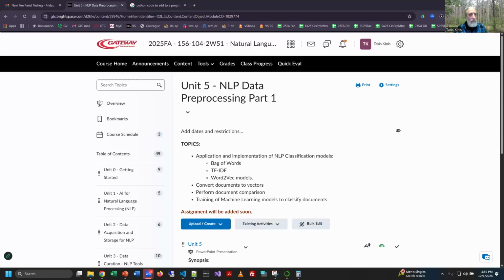Welcome, everybody. Tonight we're going to be focusing on Unit 5, and we are going to be talking about the Unit 5 content, which is NLP Data Preprocessing Part 1. You can see the list of topics here on the screen. I will pull the PowerPoint up here in just a moment, and we'll start going through the material.